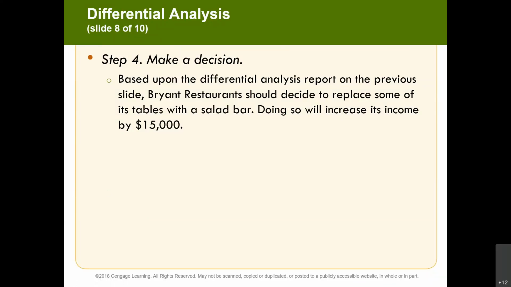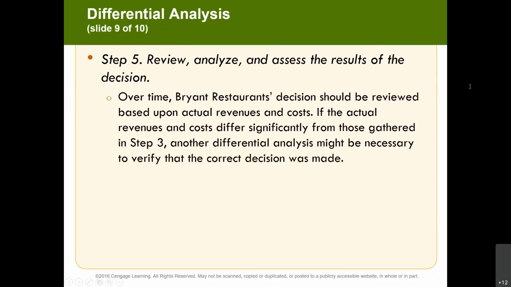So let's look at our decision. So step 4, making the decision. Based on the differential analysis report that we just saw, the restaurant should decide to replace some of the tables with a salad bar, and doing so will increase their revenue by 15,000. That's, of course, the objective of business, is to increase revenues wherever possible.